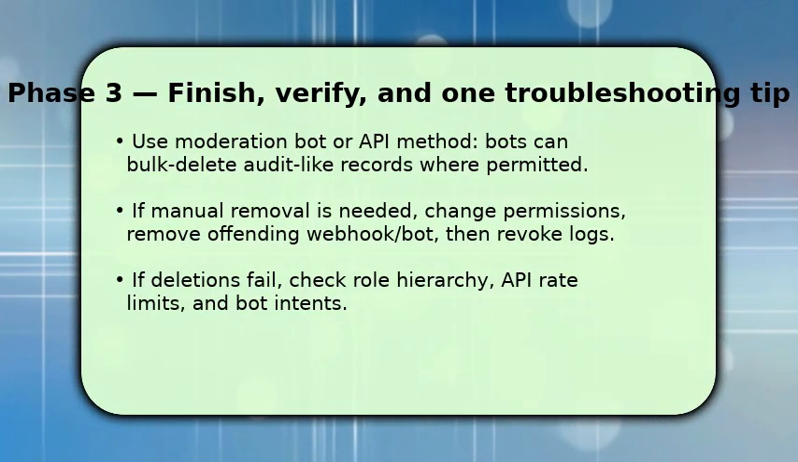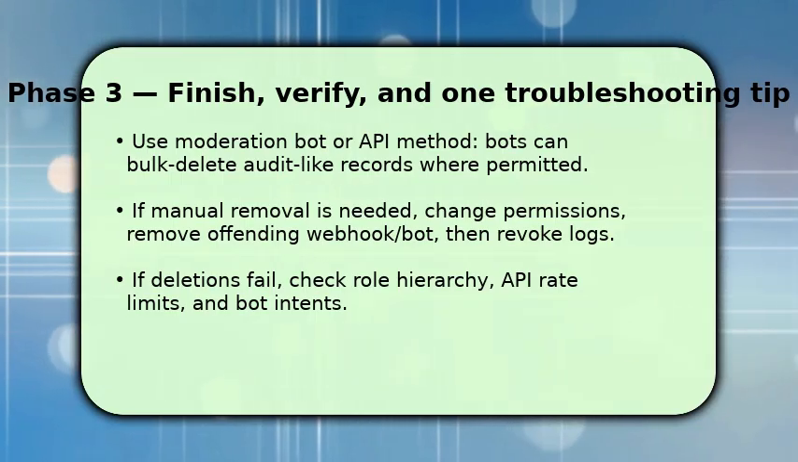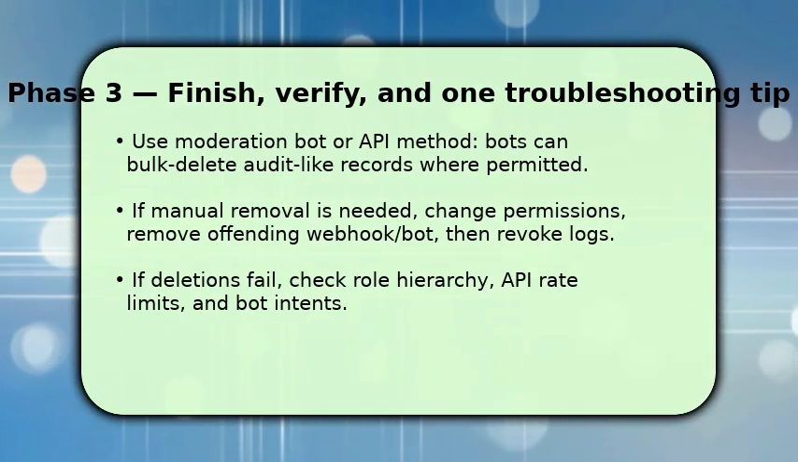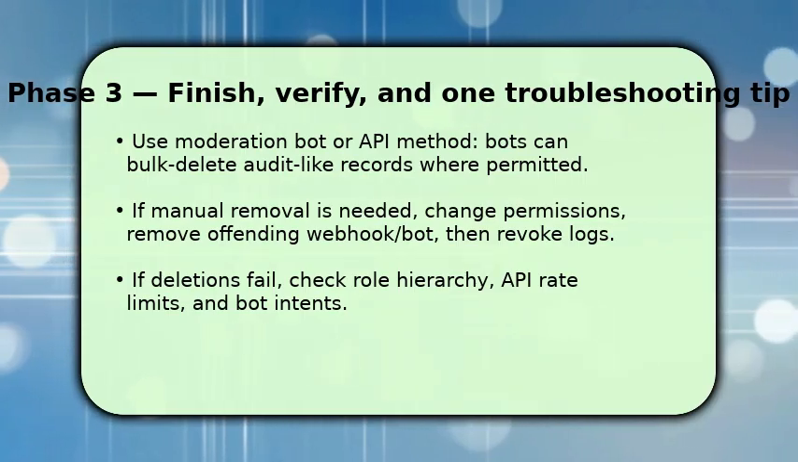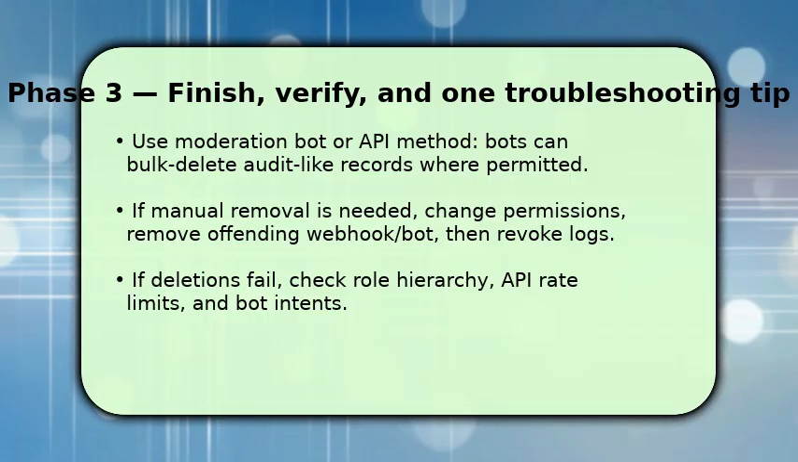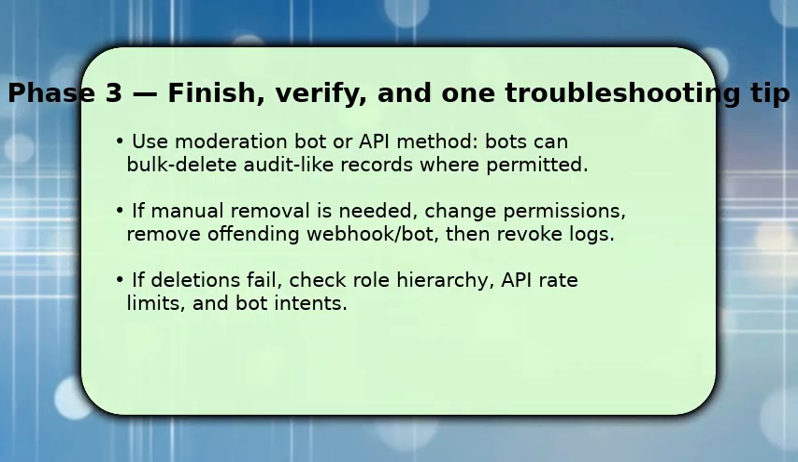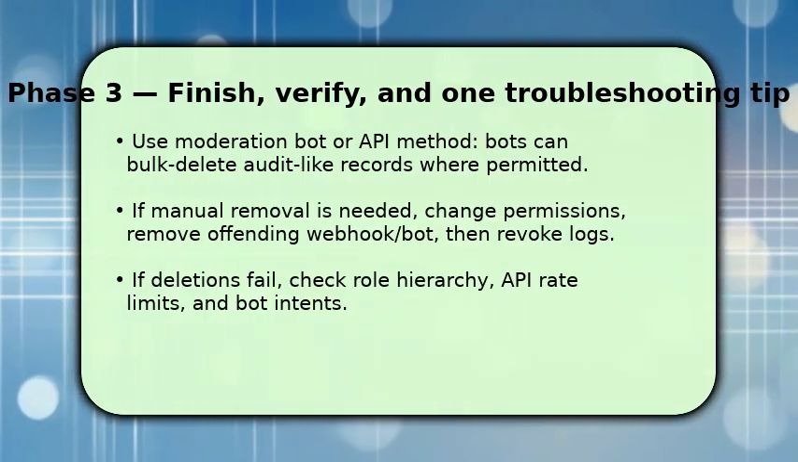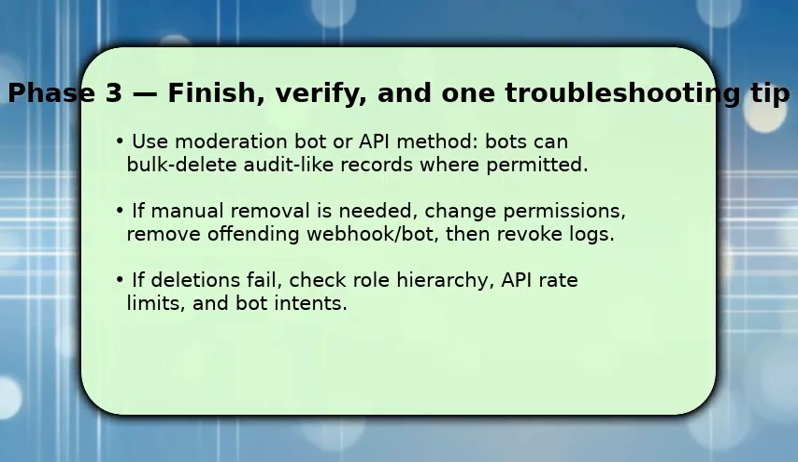Once done, restore permissions and re-enable allowed integrations, because leaving them off breaks automation. If the operation fails, check role hierarchy first, then inspect API rate limits and bot intents. These are the usual culprits. Finally, keep one troubleshooting tip.